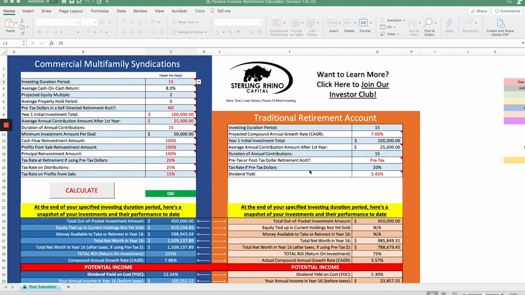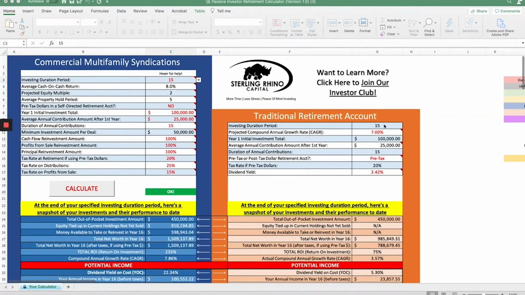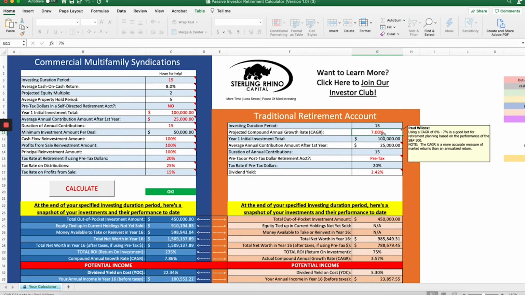Okay, let's look at the traditional account side. The numbers here will mostly match the numbers on the left-hand side, so we have an apples-to-apples comparison. Investing duration period matches. You do have the ability to change the compound annual growth rate. I have it set at 7%. You could change this to 6 or 8 or whatever you think you can get in a traditional retirement account using mutual funds, ETFs, stocks, bonds, etc.